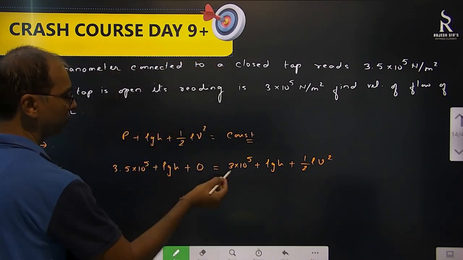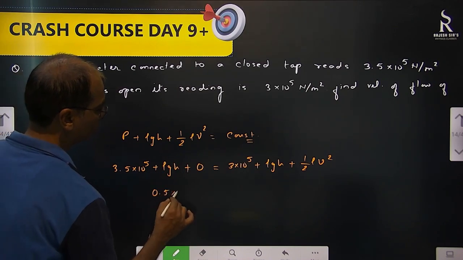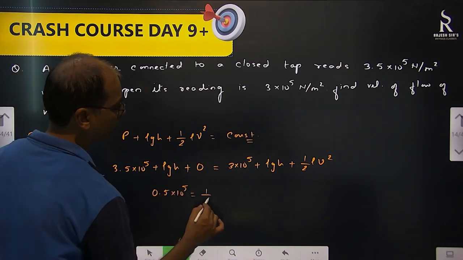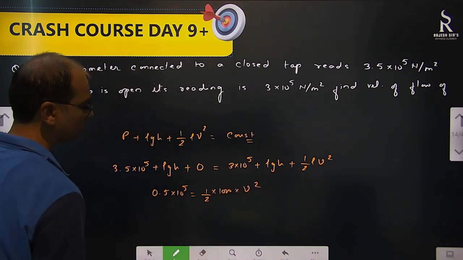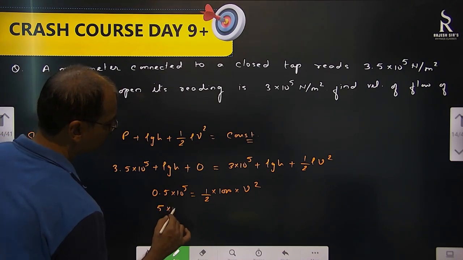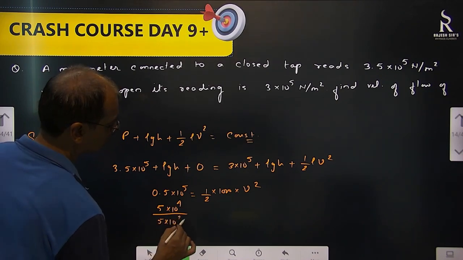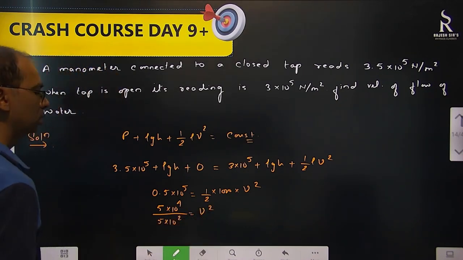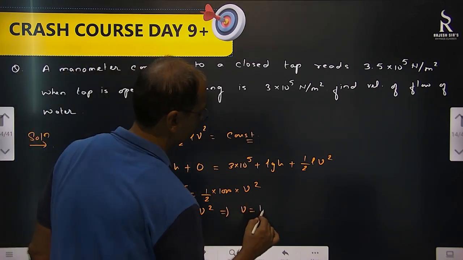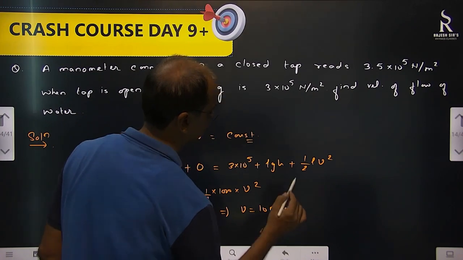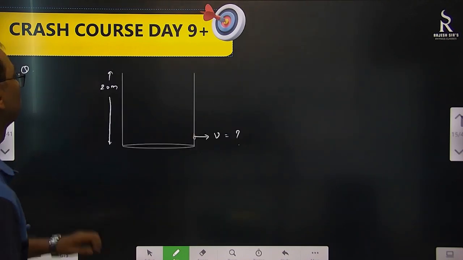Okay, so 3.5 minus 3 into 10 to the power 5, rho gh gone. 0.5 into 10 to the power 5 equal to 1 by 2, density of water into v square. Okay, this is 5 into 10 to the power 4, so this is 5 into 10 to the power 2 equal to v square. v is 10 meter per second. Right?